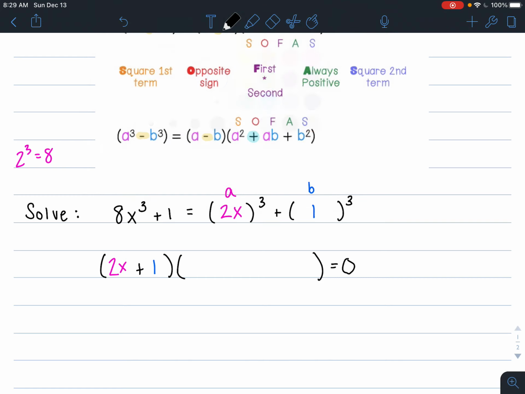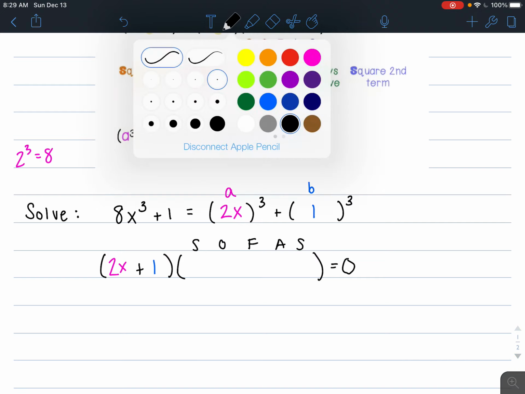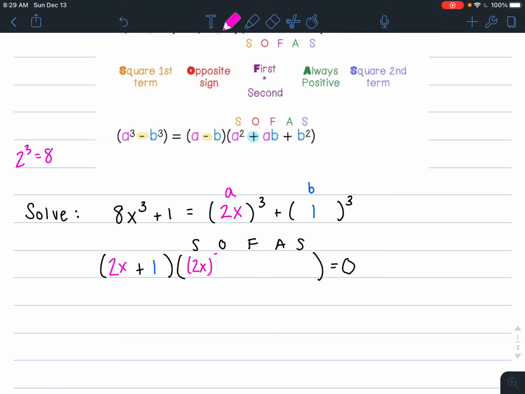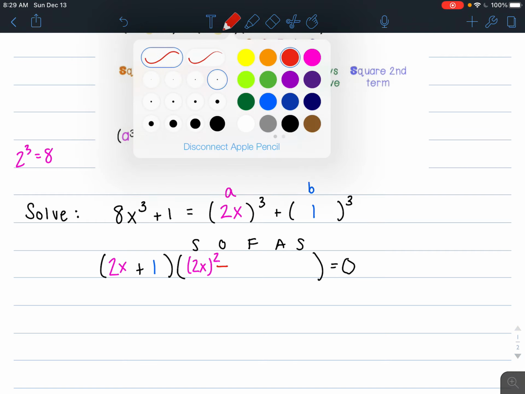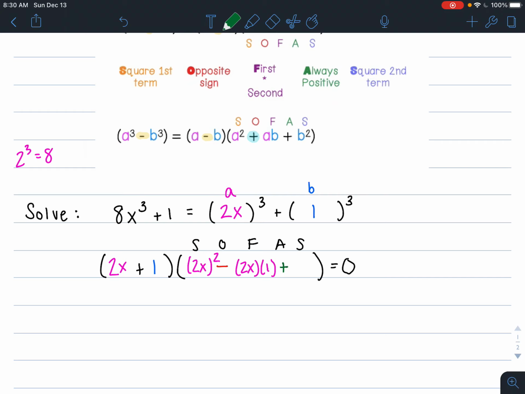And then we're going to use SOFAS. I'm going to go ahead and write that acronym out. Okay, so the first S stands for square the first term, so 2x all squared. I'm going to go opposite sign, so minus. Front times back, so I'm going to do 2x times 1. We're going to do always positive and then square the back term. So I'm just going to simplify it and write out what that means. So we have 2x plus 1, nothing to do there. So 2 squared is 4, x squared is x squared, 2x times 1 is 2x, and then 1 squared is 1.